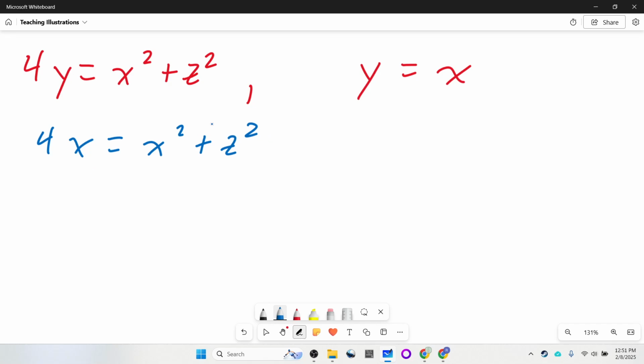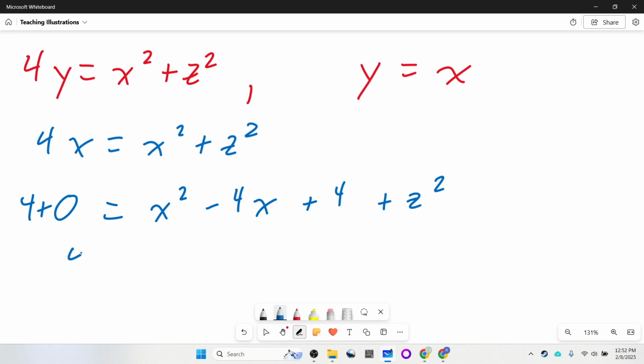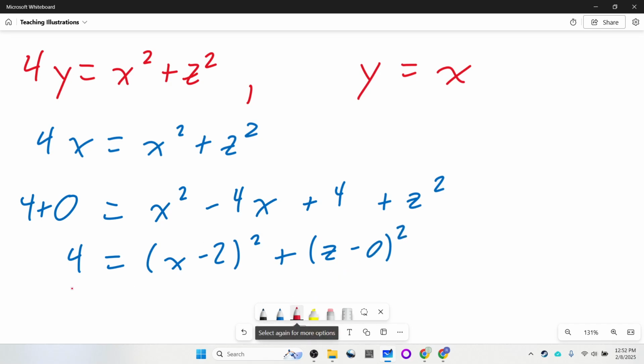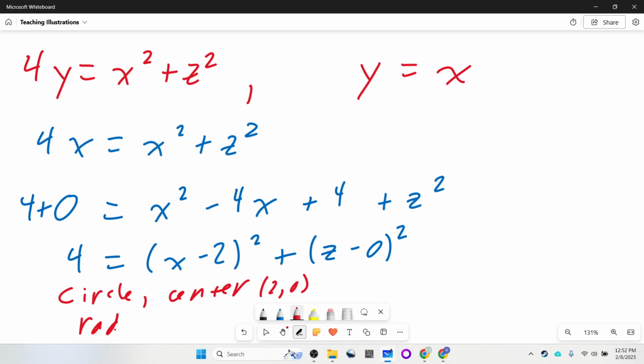And now when I see there's a couple squares and a loose linear term, I should be thinking, well, I want to complete the square. So I get 0 equals x squared minus 4x plus z squared. Half of 4 is 2, so square that, we get plus 4, and we get a plus 4 over here. So 4 equals (x minus 2) squared plus (z minus 0) squared. So this is a circle. Center is (2, 0). Radius is 2.